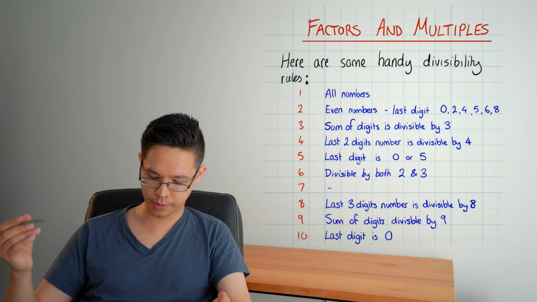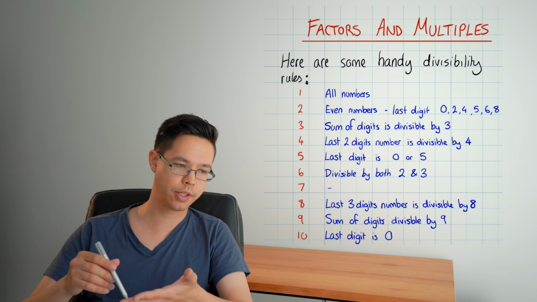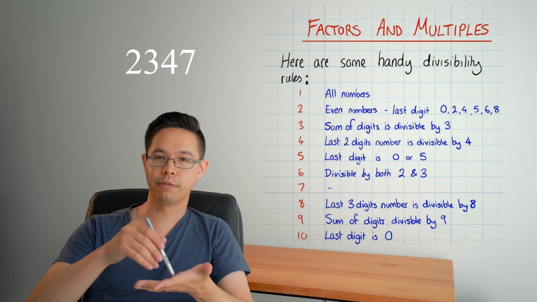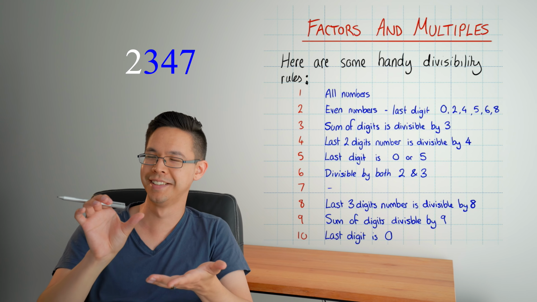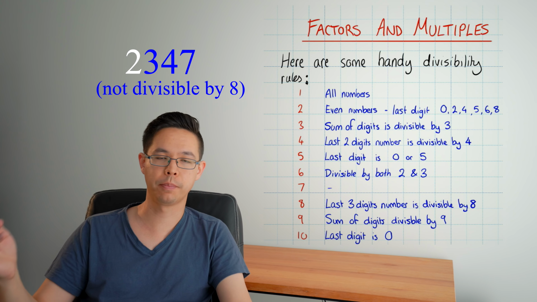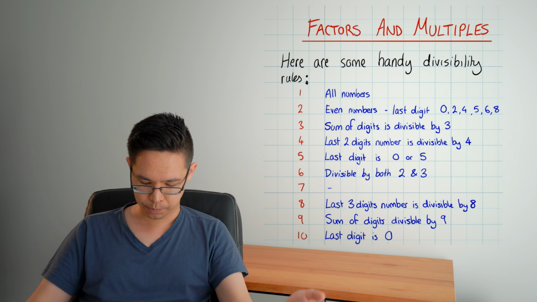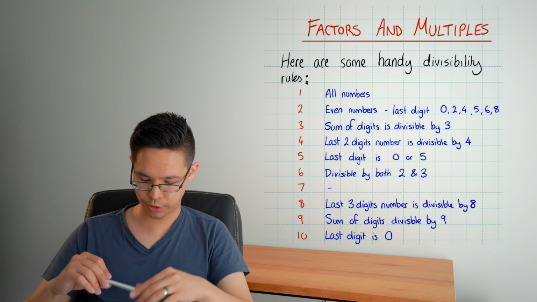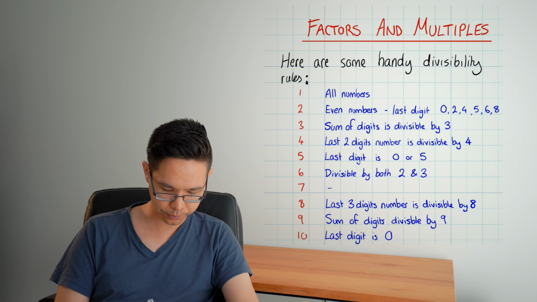Number 8, the last 3 digits must be divisible by 8. So if I've got 2347, then those last 3 digits, whatever that 3-digit number is, if that's divisible by 8, then the original number will be divisible by 8. For 9s, basically add all the numbers together, and are they divisible by 9? And 10s, that's really easy, they always end in a 0.